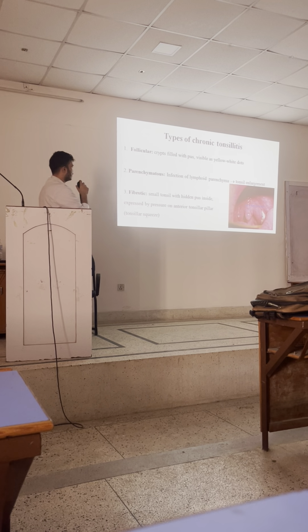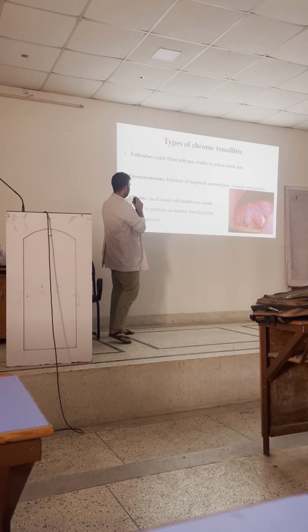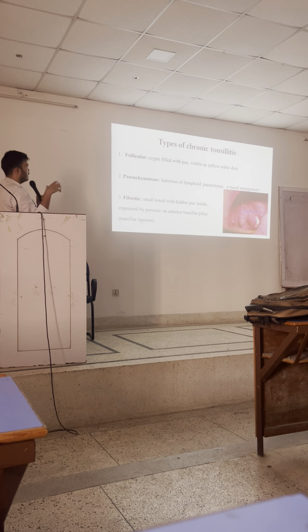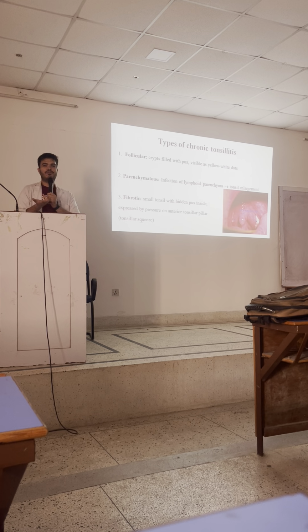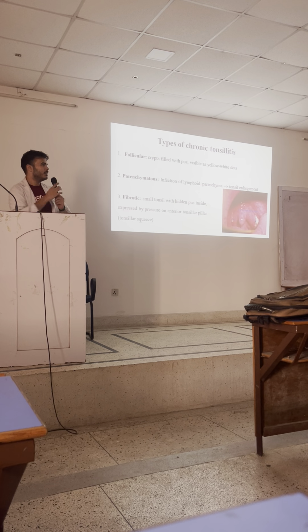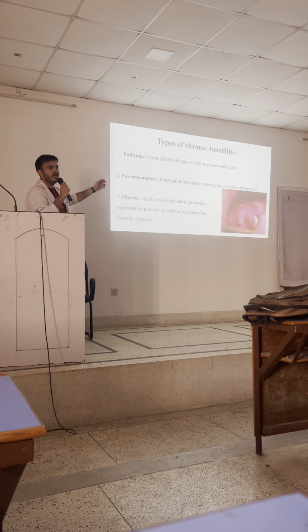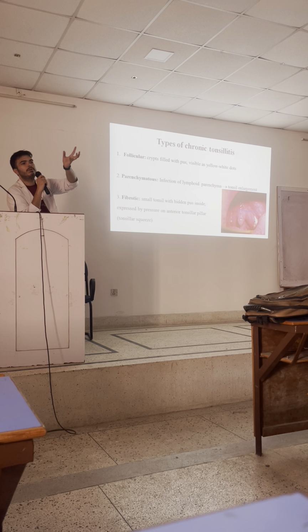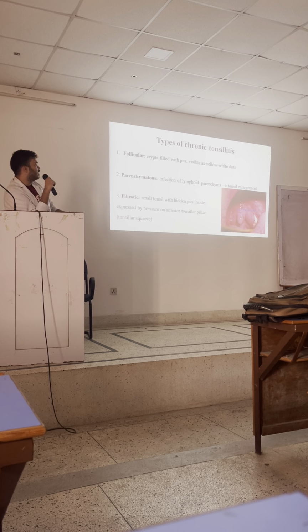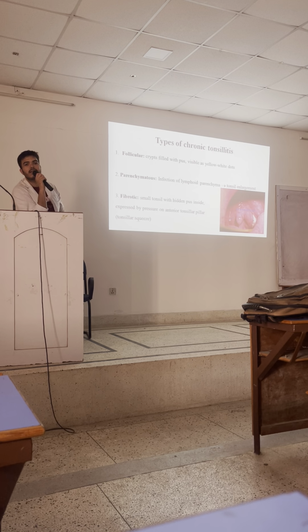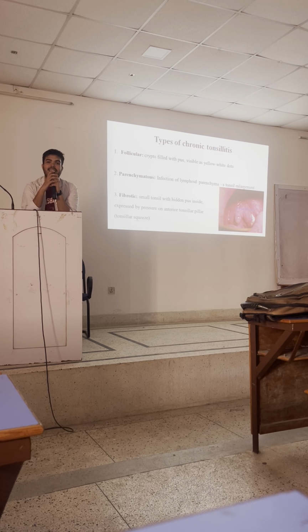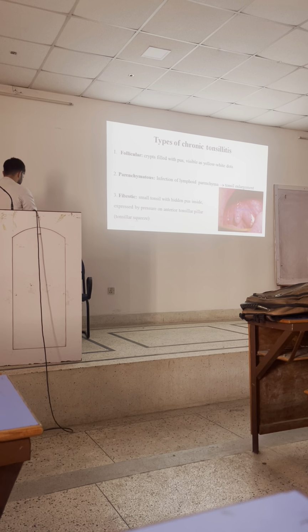Now come, the Irving-Moore sign. Fibrotic tonsil. In the case of chronic tonsillitis, you have follicular, parenchymatous, fibrotic. Follicular, it's not superficial because it's chronic, isn't it? So follicular, parenchymatous, fibrotic. And if you press the tonsil, there is oozing of pus, and that is known as Irving-Moore sign. What is that known as? Please tell it loudly so that people can hear it. Irving-Moore sign. Okay? Irving-Moore sign.